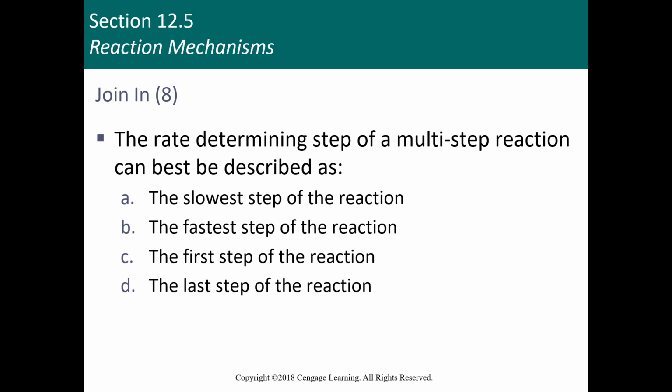So the rate determining step of a multi-step reaction can be described as the slowest, fastest, first step, last step. Well, it is the slowest step. Slowest is always what determines how fast something is happening. It's the rate determining step.